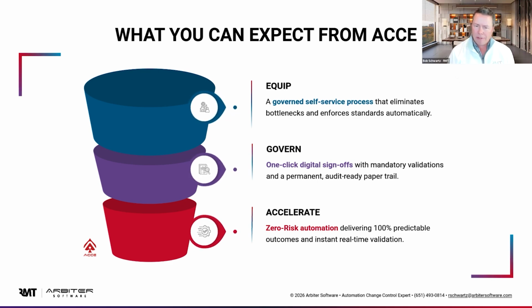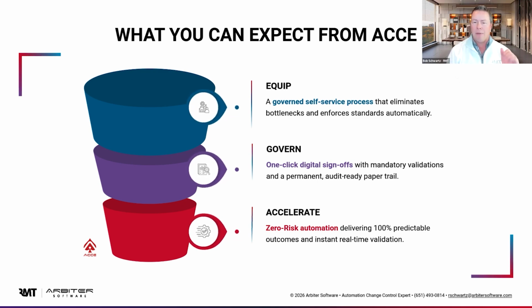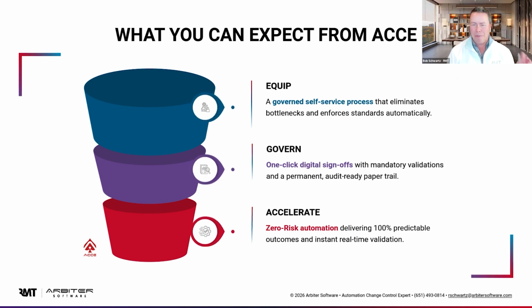We're going to help with governance, one-click digital sign-offs to make the development communities really happy because your change is going to be just as fast as theirs. We're going to do validations and audit-ready paper trailing. We're going to accelerate with zero risk automation, so we're not going to sacrifice the accuracy of changes. As I mentioned, we're going to increase the accuracy of changes. And we're going to give you 100% predictable outcomes with instant real-time validations.